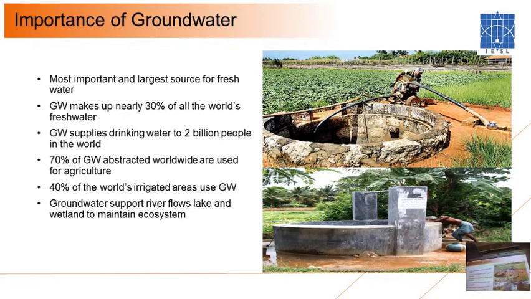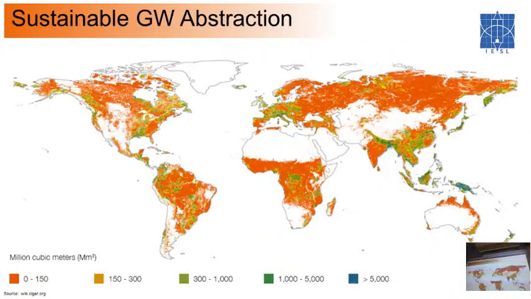In addition to those, groundwater plays another vital role. It provides water to lakes, rivers, or wetlands to maintain the ecosystem. This is a sort of sustainable groundwater abstraction.